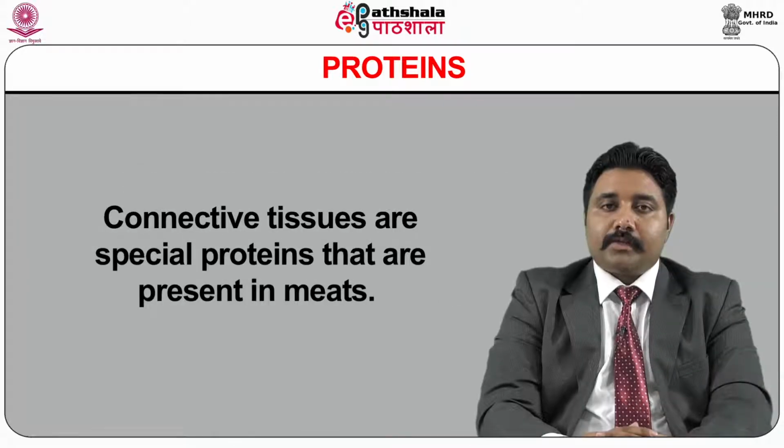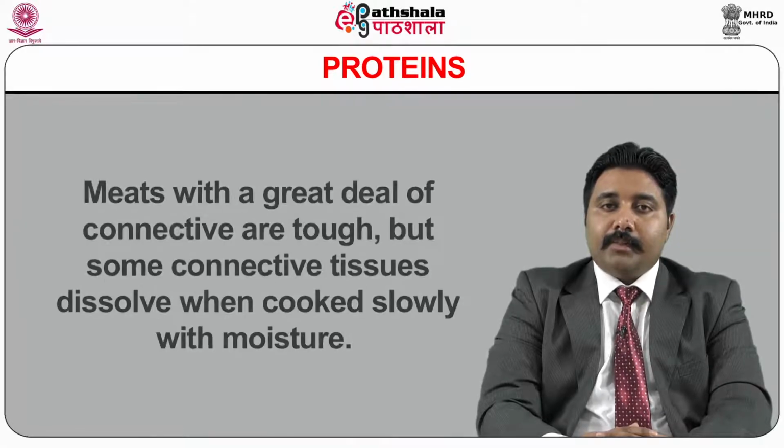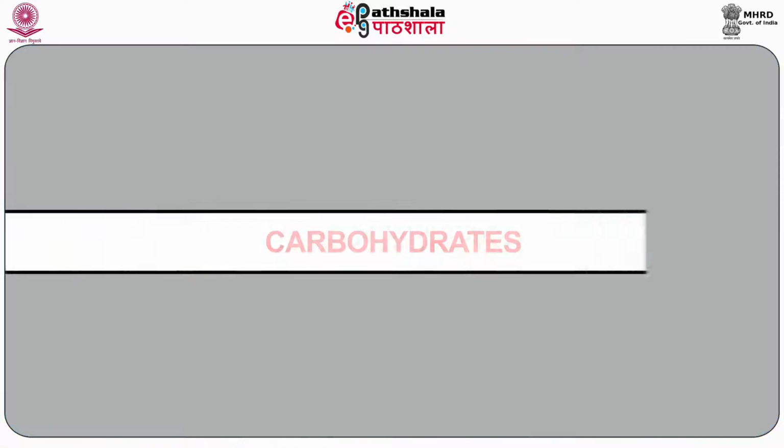Connective tissues are special proteins that are present in meats. Meats with a great deal of connective tissue are tough, but some connective tissues dissolve when cooked slowly with moisture. Acids such as lemon juice, vinegar, and tomato help to speed up coagulation and also help dissolve some connective tissues.